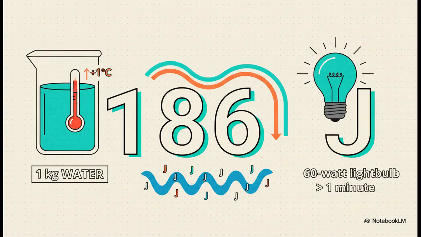So what does that number, 4186 joules, actually mean? What does it feel like? Well, that's the specific heat of water. It's the amount of energy you need to heat 1 kilogram of water by just 1 degree Celsius. And to put that into perspective, 4186 joules is enough energy to run a 60-watt light bulb for more than a minute. Water is an incredible sponge for thermal energy.